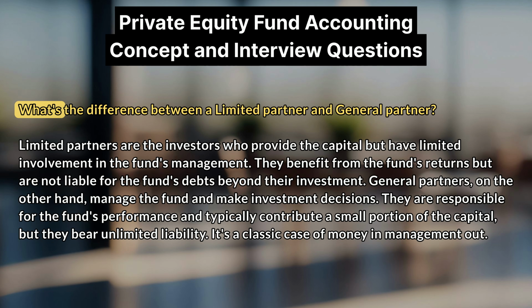Let's talk about the roles in a private equity fund. What's the difference between a limited partner, LP, and a general partner, GP? Limited partners are the investors who provide the capital but have limited involvement in the fund's management. They benefit from the fund's returns but are not liable for the fund's debts beyond their investment. General partners, on the other hand, manage the fund and make investment decisions. They are responsible for the fund's performance and typically contribute a small portion of the capital, but they bear unlimited liability. It's a classic case of money in, management out.